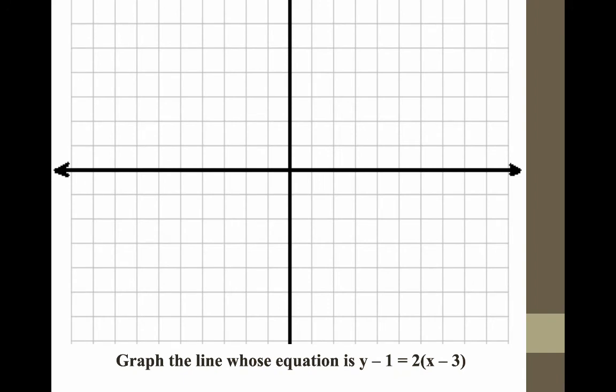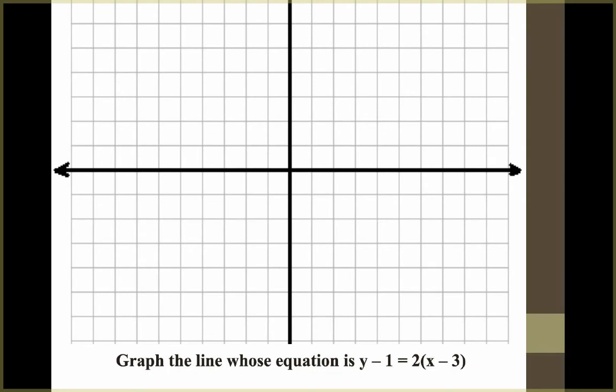So here's another one. We have y minus 1 equals 2 times x minus 3. And again, remember the form is y minus the y coordinate equals m times x minus the x coordinate. We are going to pull out the opposite signs. We're going to look for our point first. So our x coordinate, x minus 3, we pull out the opposite of -3 and we get a positive 3. We have y minus 1, we pull out the opposite sign and we get 1.